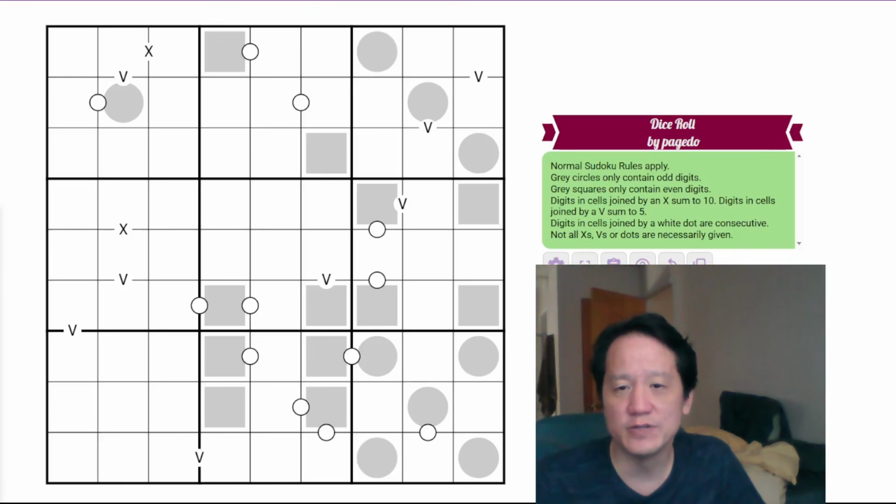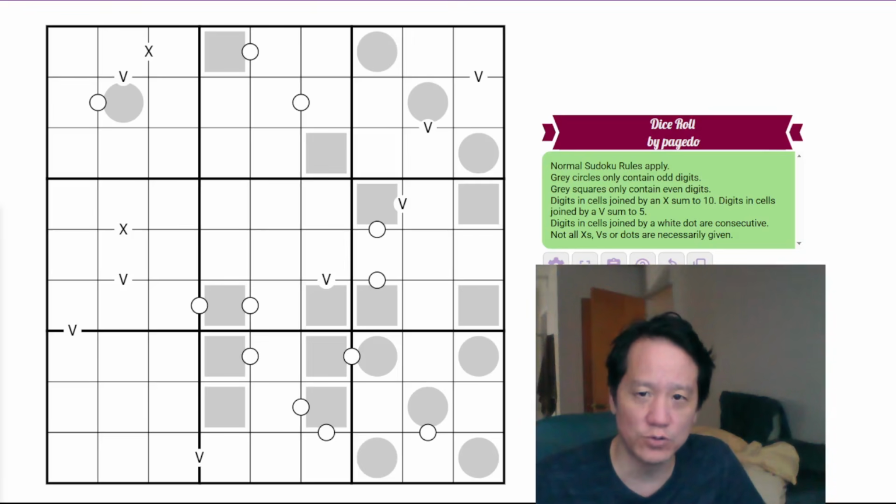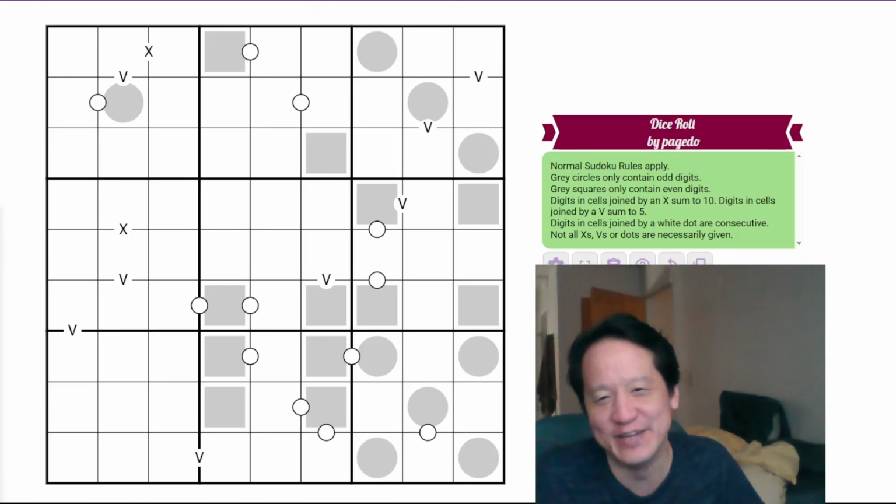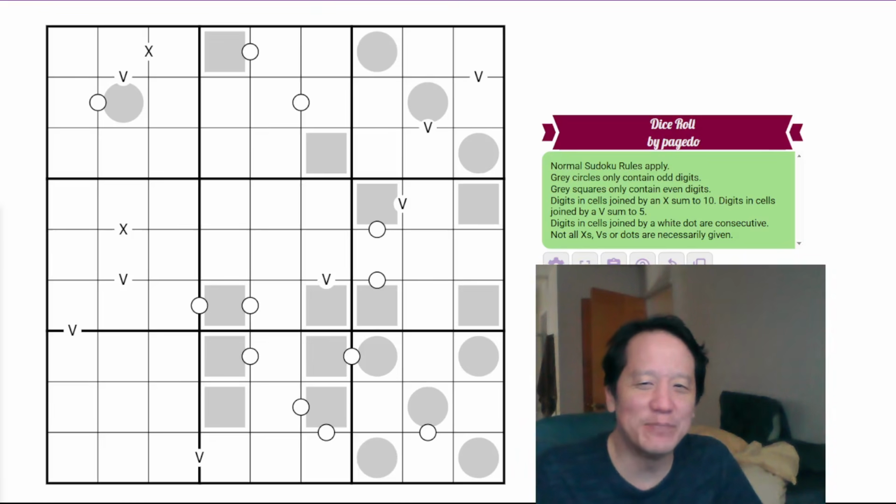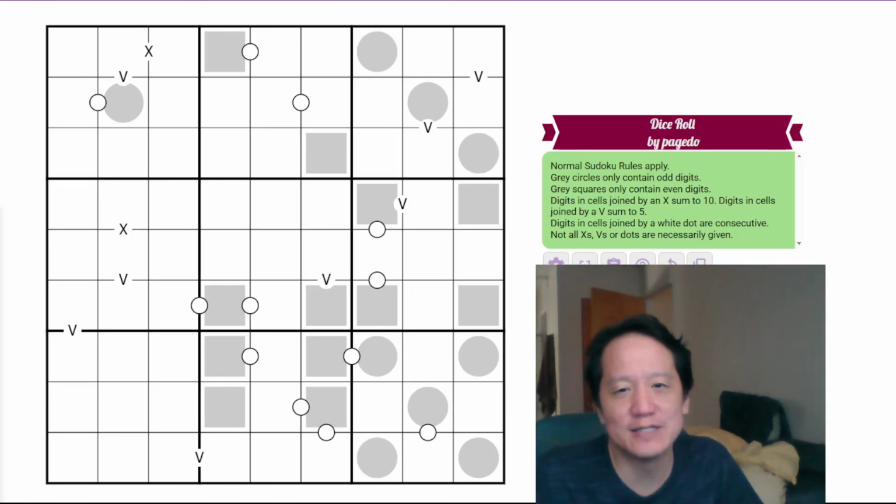Today's very easy puzzle is called Dice Roll by Pagado. I don't know how to pronounce it because I think Pagado makes sense, but I'm not sure. Anyways, let's get to the rules.